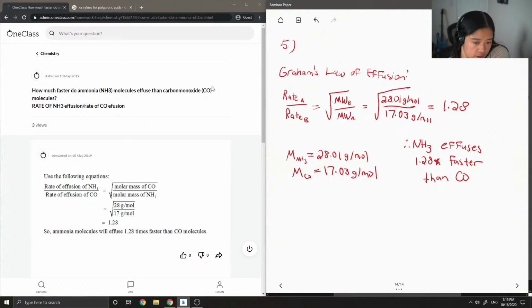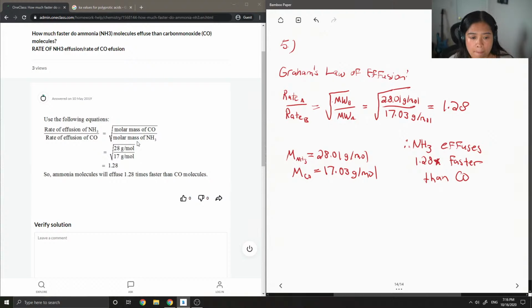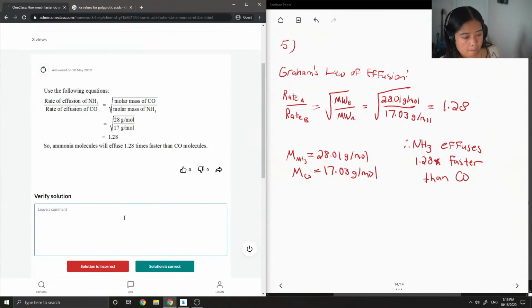So let's look at our junior tutor's answer. They did the same equation. Square root of molar mass of CO over molar mass of NH3. And then they got 1.28. So the solution is correct.